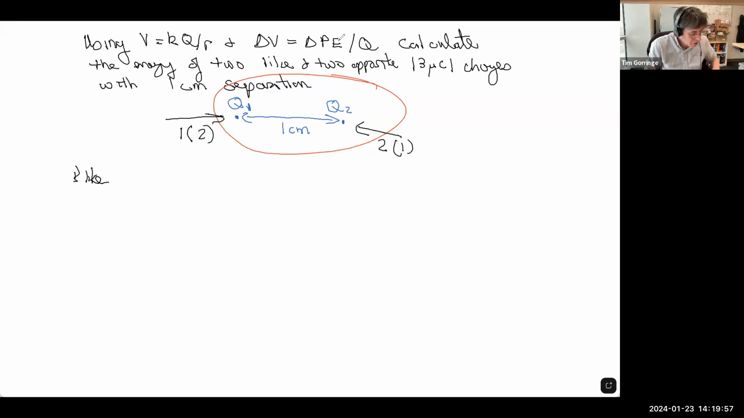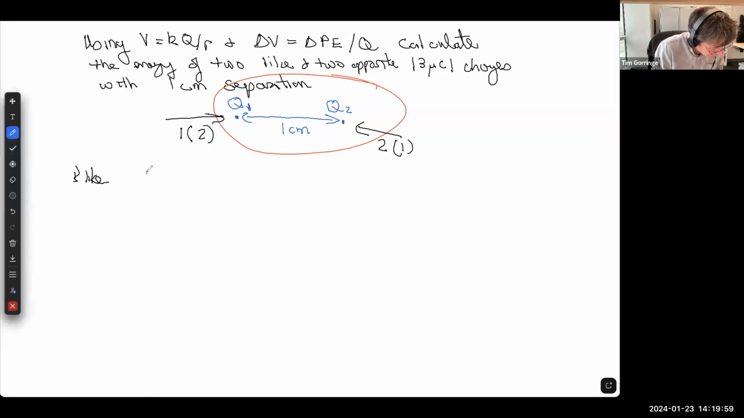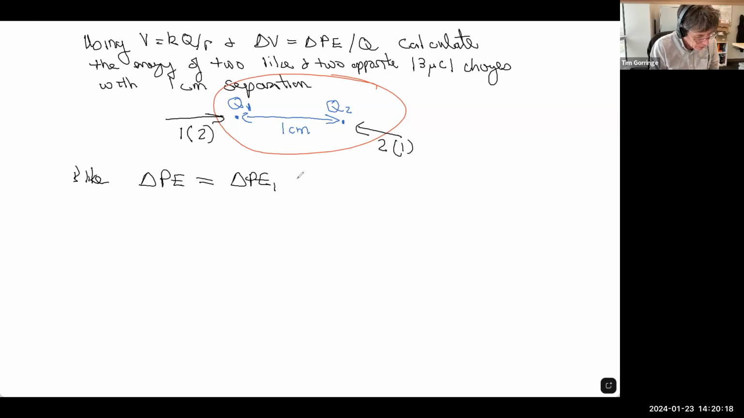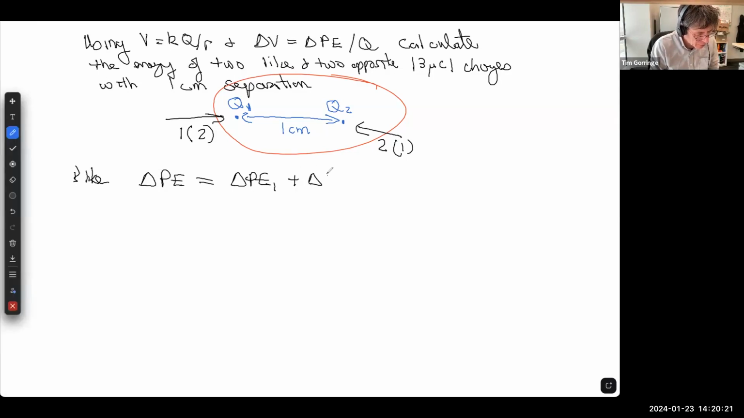So let me start by writing down an equation to get that going. The change in electrical potential energy in building the charge arrangement is going to be equal to the change in electrical potential energy when I bring in the first charge, so I put a subscript 1, plus the change in electrical potential energy when I bring in the second charge. And so I put a subscript 2 on that.